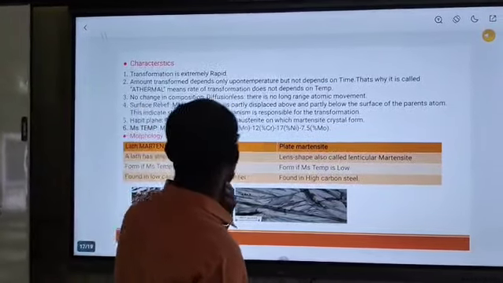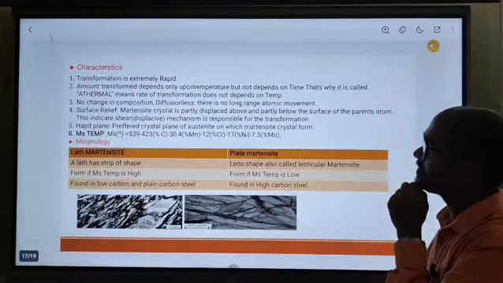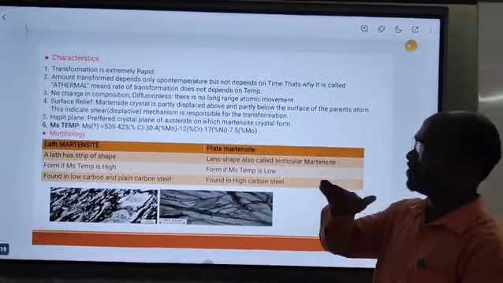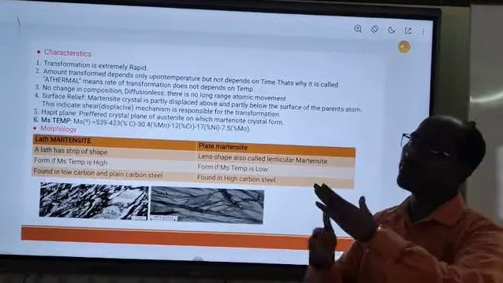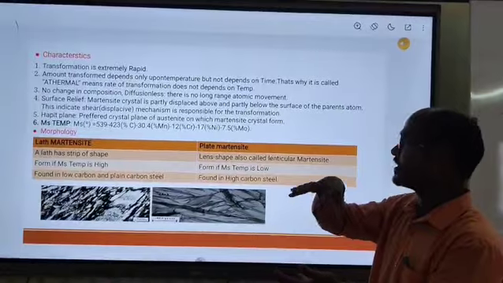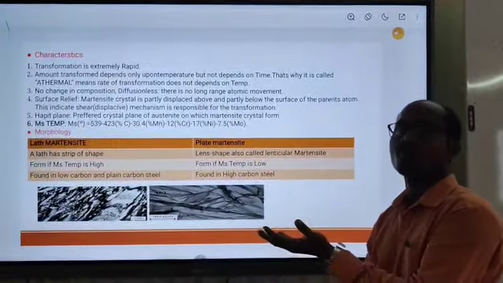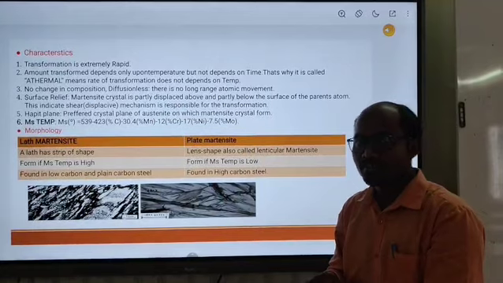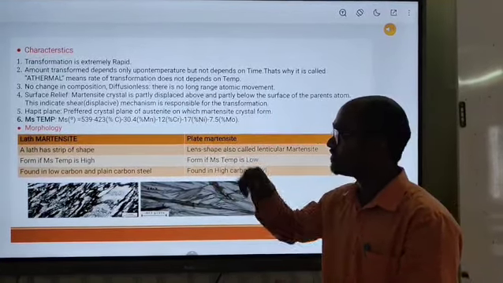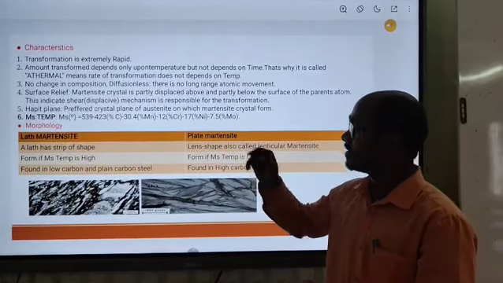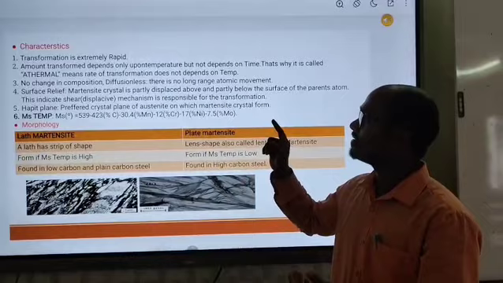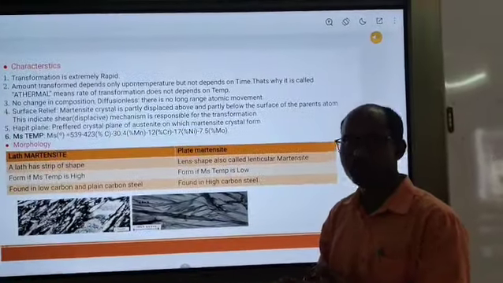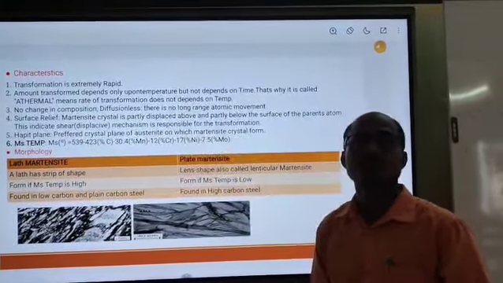Then the fourth one is surface relief. Surface relief means when the Martensite transformation is over, some Martensite crystals are displaced above the austenite, and some Martensite is displaced below the austenite. The plane where this transformation occurred is known as the habit plane. This habit plane in the austenite is neither distorted nor changed.